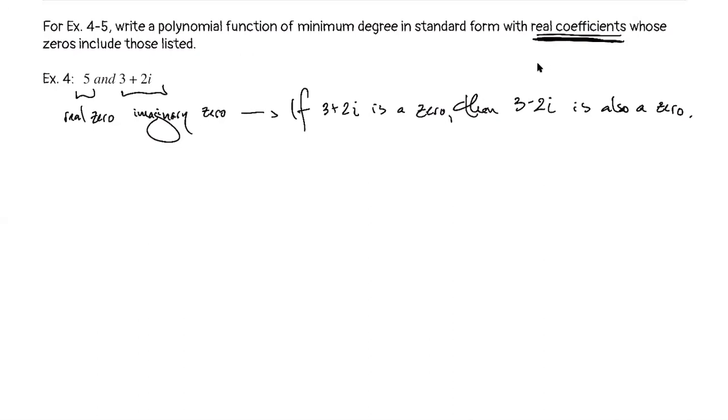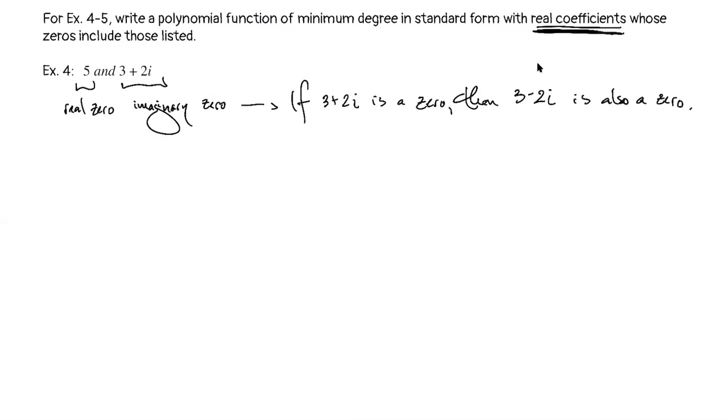Okay. So what is this question asking us to do? We need to write our polynomial, right? This requires us to use the factor theorem. So if we know x equals 5 is a 0, what is the factor that goes with that? X minus 5. Very good. Okay, and here we have our real 0 and the real factor.